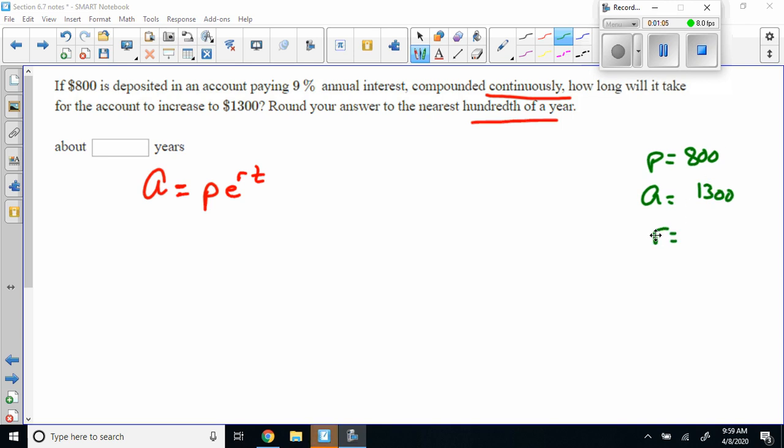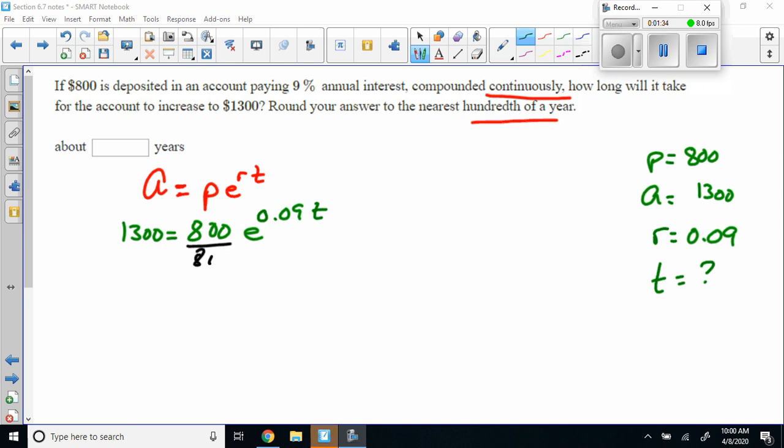And then r is the interest rate. Now that's 9%, but we have to put that as a decimal. And we're trying to find how long, which is the time. So here we go, folks. 1,300 equals 800 e to the 0.09t. And the r up here, the rate, is positive because it's going to grow, right?